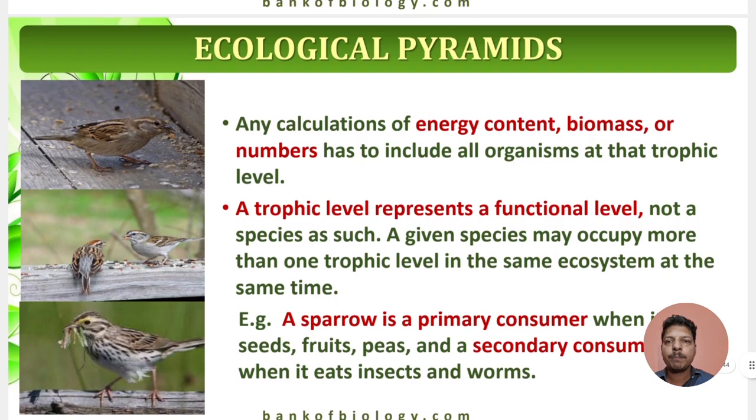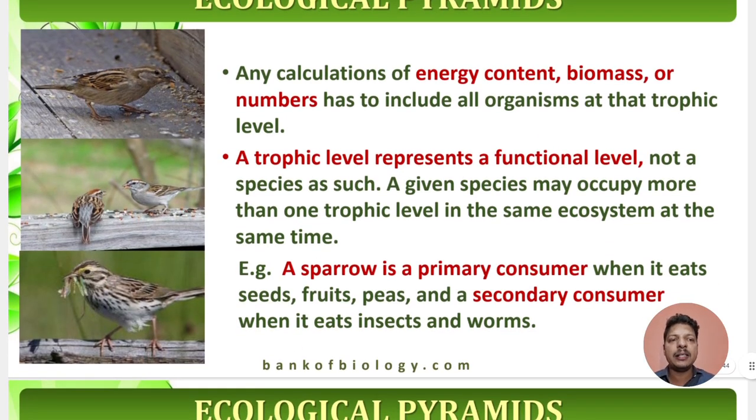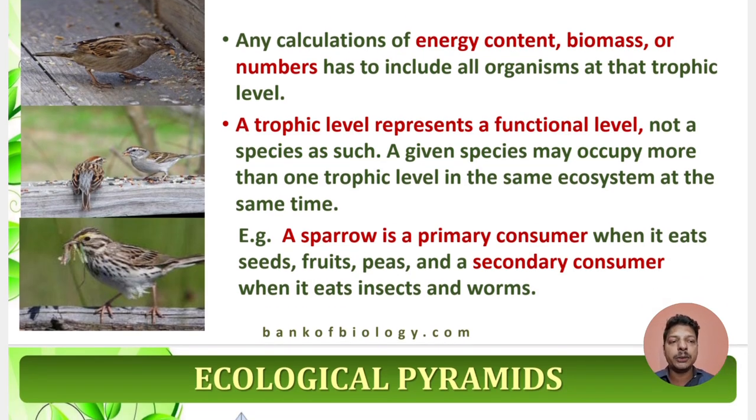Next, any calculation of energy content, biomass or number has to include all organisms at the trophic level. A trophic level represents a functional level, not a species as such. A given species may occupy more than one trophic level in the same ecosystem at the same time. We all know that is what we call a food web. Example, a sparrow is a primary consumer when it eats seeds, fruits, peas, and even becomes a secondary consumer when it eats insects and worms.